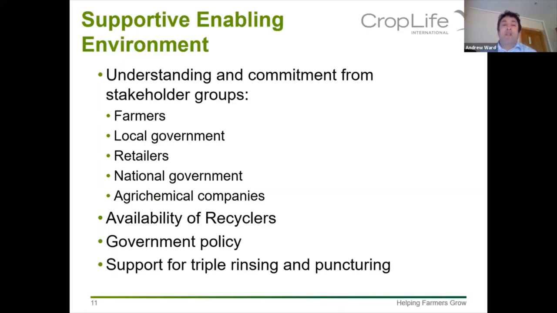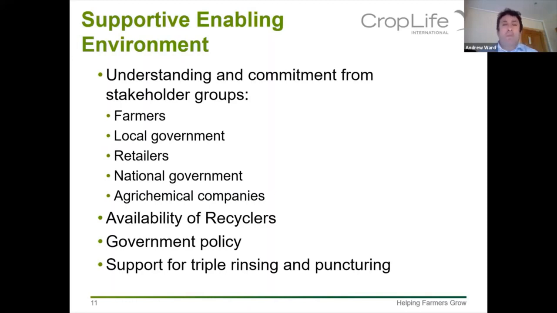National governments, again, similar to local government, but even more important, one of the constraints to container management can be the classification of triple rinsed containers. Quite a lot of our work in China has been working to change that classification and to show where triple rinse containers are available, that they can be classified as non-hazardous and therefore transported in a more cost-effective manner.